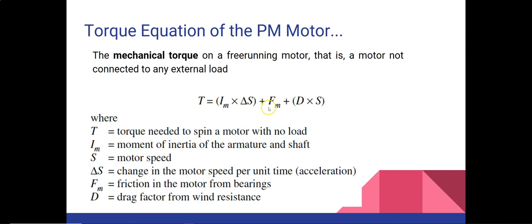And then we have bearing friction. Bearing friction is a constant, and then we have D, which is drag. It is also called windage. It comes from the air resistance on moving parts, and this air drag increases with the speed. So this equation is the mechanical torque equation on a free running motor, and this delta S you see here is the change in the motor speed per unit time, and S is the motor speed.